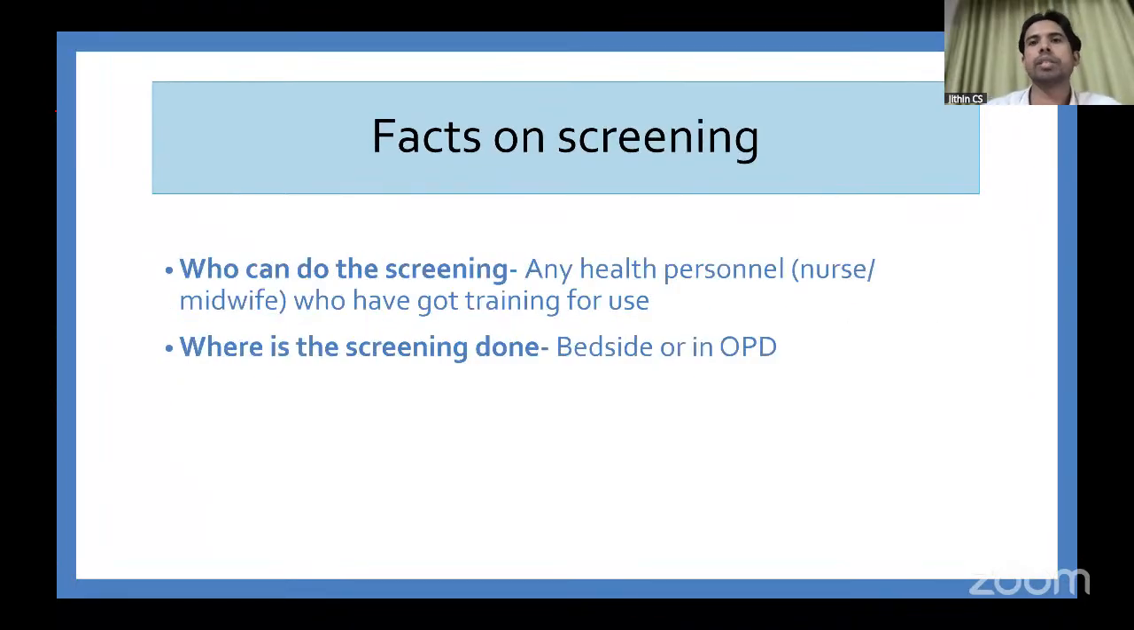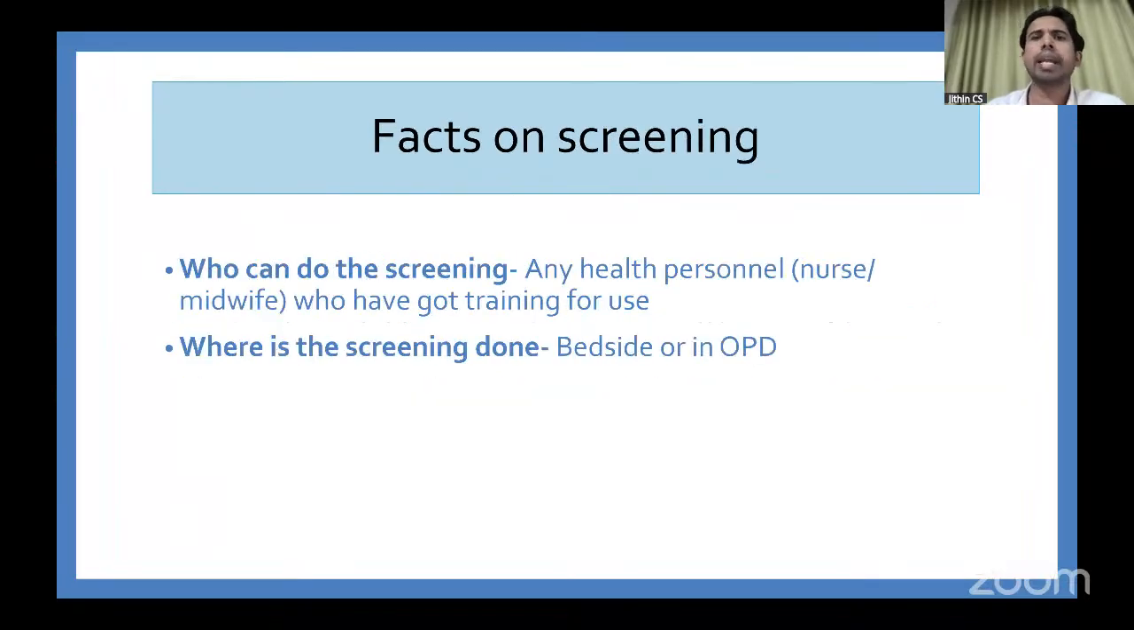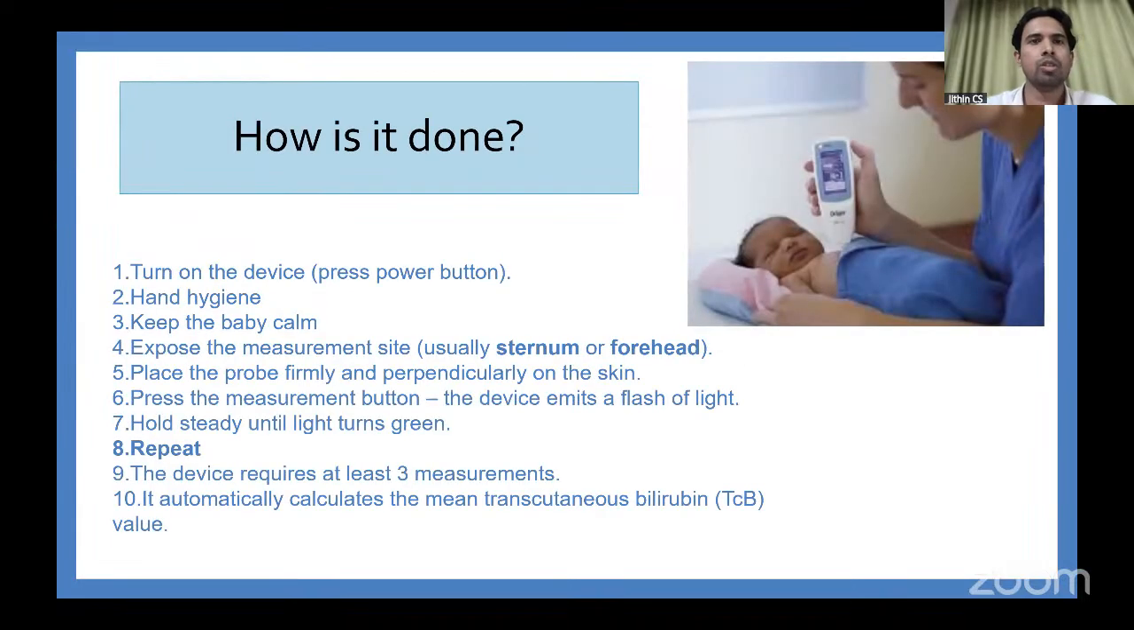And who can do the screening? Any healthcare personnel trained in using TCB can do this screening method. And the screening is usually done at the bedside, or in the OPD also we can do it. So how is it done? You have all seen the transcutaneous bilirubinometer.